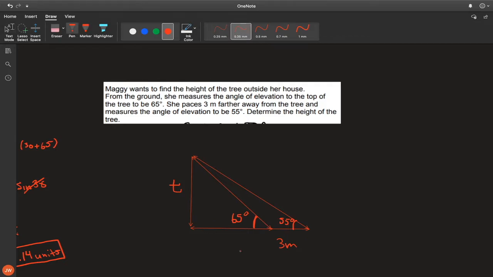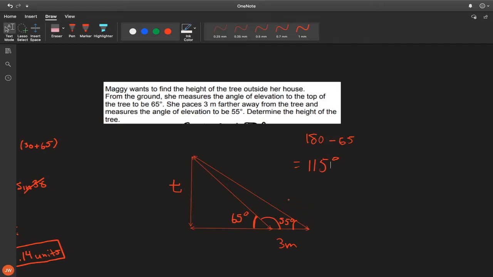So looking here at 65, we can find this angle right here. It's going to be, because this would make 180, so 180 minus this 65 will give me the rest of the degrees for this angle. 180 minus 65 is going to give me this angle right here, and that's going to be 115. This is 115 degrees.